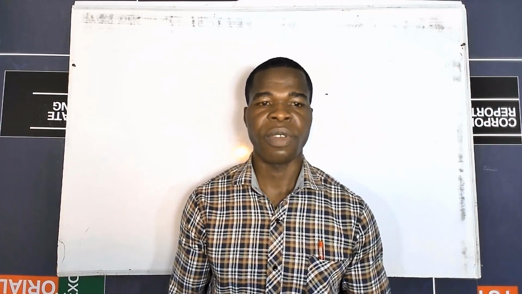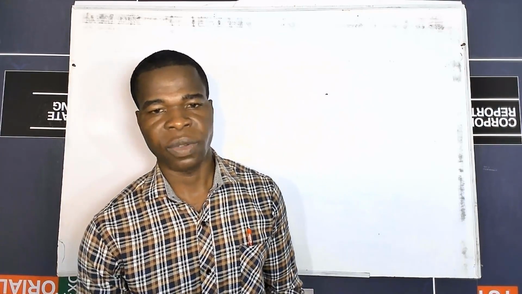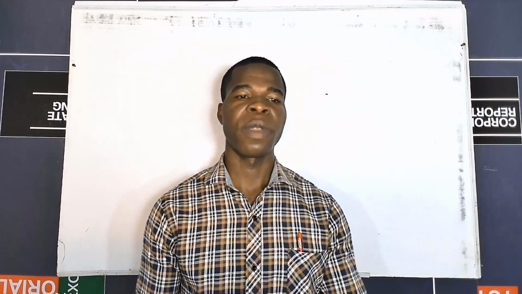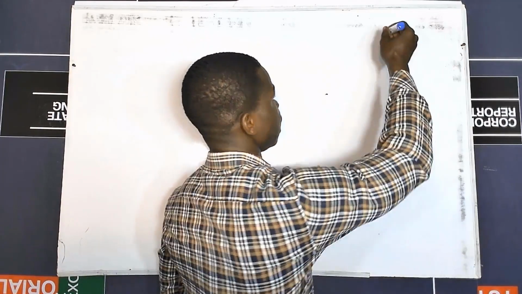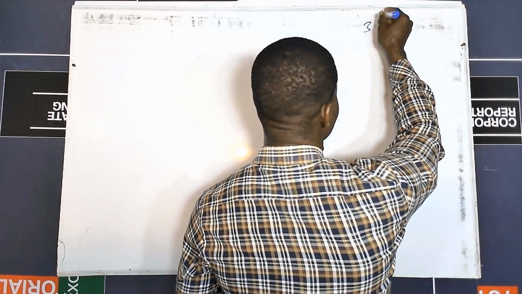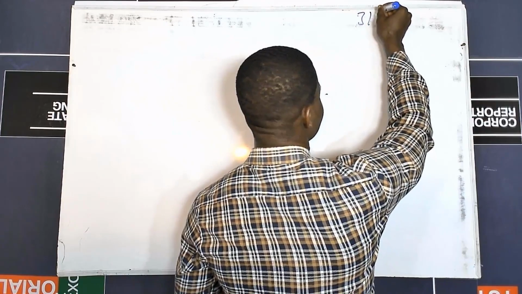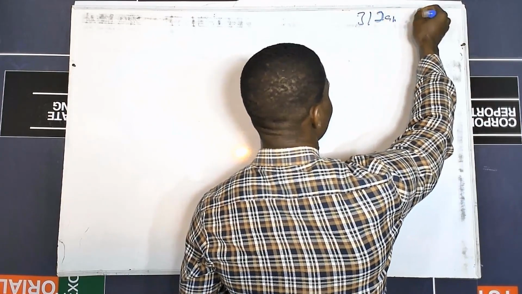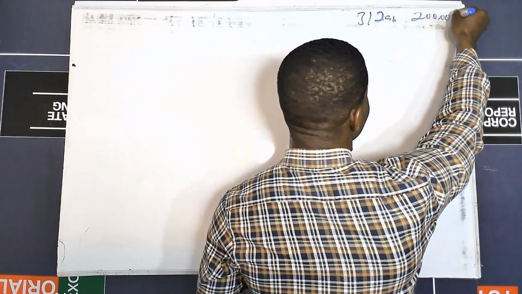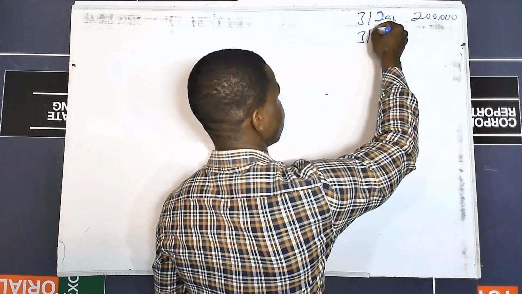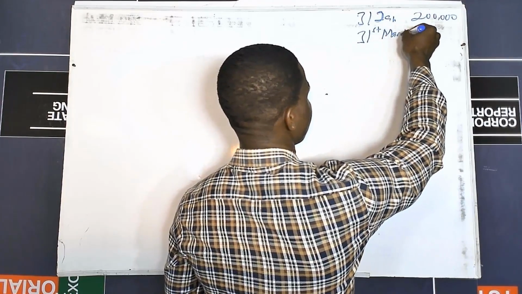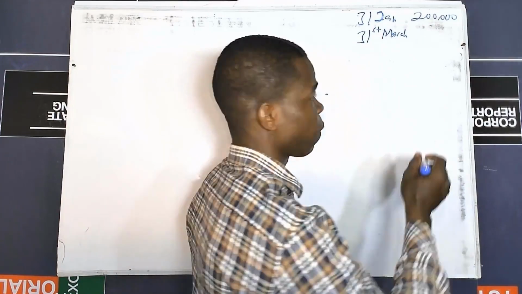So the question is: on January 2011, QRS Limited commenced the construction of a new factory and the following payments were made. So here there's a construction and the following payments were made. We made payment on 31st January, and the amount was 200,000. We also made payment on 31st March, and the amount was 450,000.